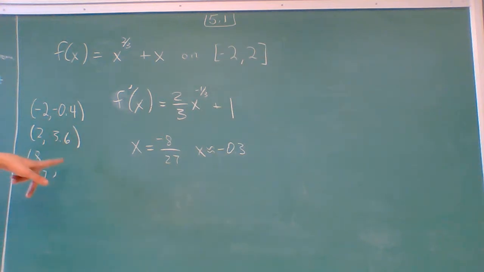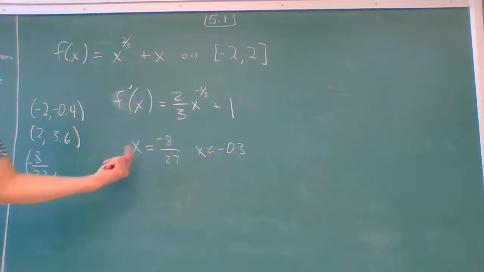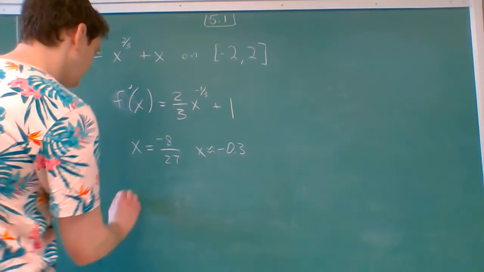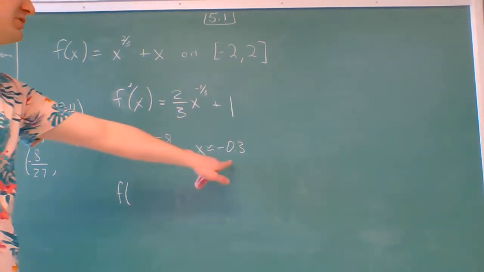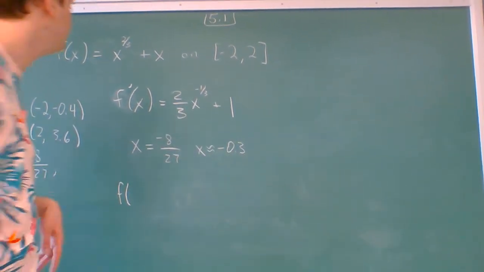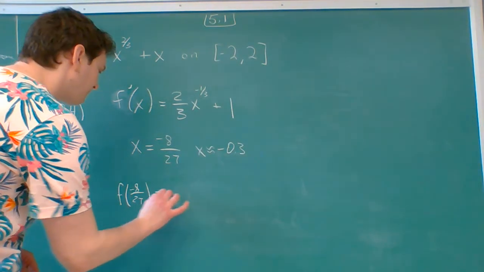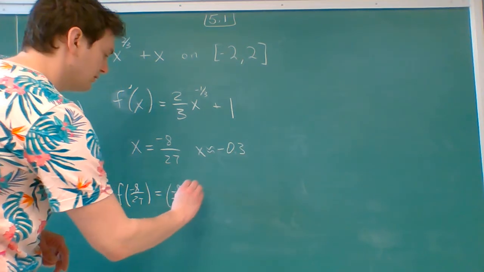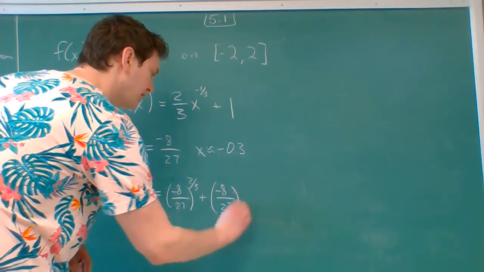I need some y value now. Well, how do I get a y value for my function? I just plug this back in to the function. So I'll say f of, now when I'm plugging in here, I don't want to use the approximate value. I want to use the exact value. So f of negative 8 over 27 is going to be negative 8 over 27 raised to the 2/3 plus negative 8 over 27. This isn't going to be as bad as it looks.